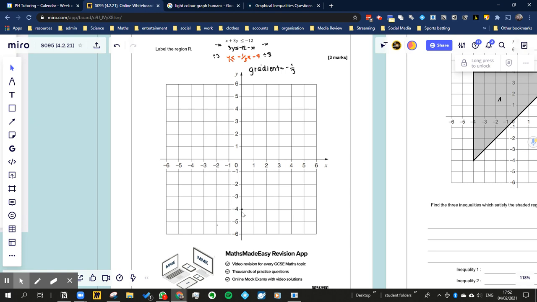There are two ways we can think about this. What is the gradient saying? It means that first of all, it's negative, so when x increases, y decreases. So when x goes from left to right, y goes from top to bottom. Basically, as x goes up by 1, y goes down by 1/3. Or if you like, as x goes up by 3, y goes down by 1.